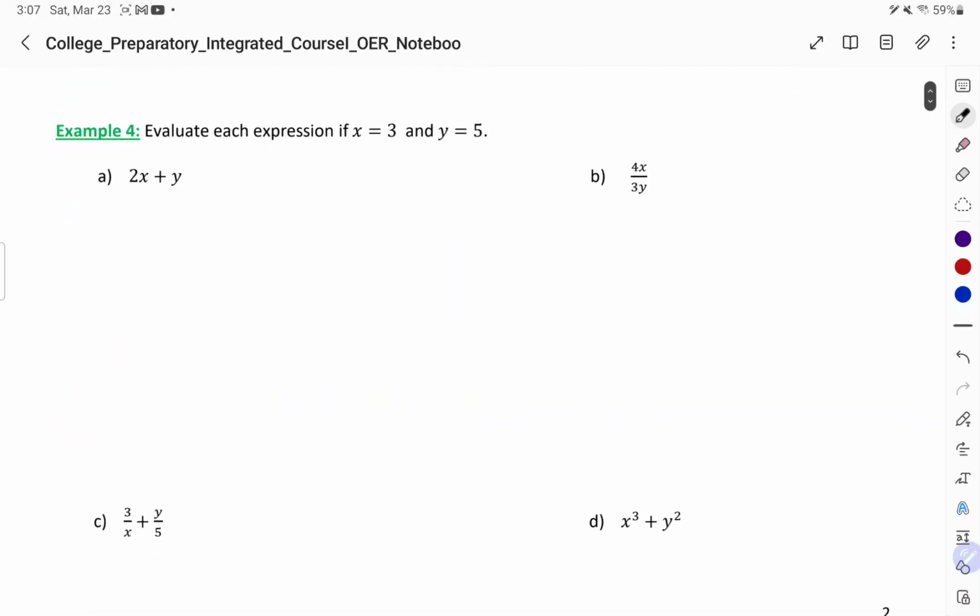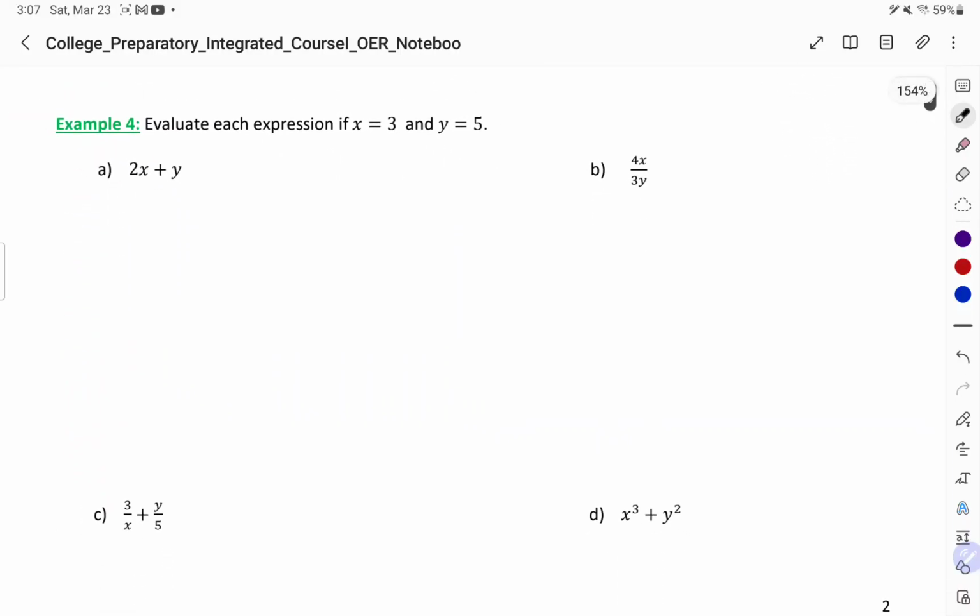I actually want you guys to work these out and see if you can figure it out. It's only 4 problems, so it should be pretty easy. You're going to be substituting 3 for x and 5 for y on every single one of these. Make sure you do those 4, and then that's the end of this note. That's it.